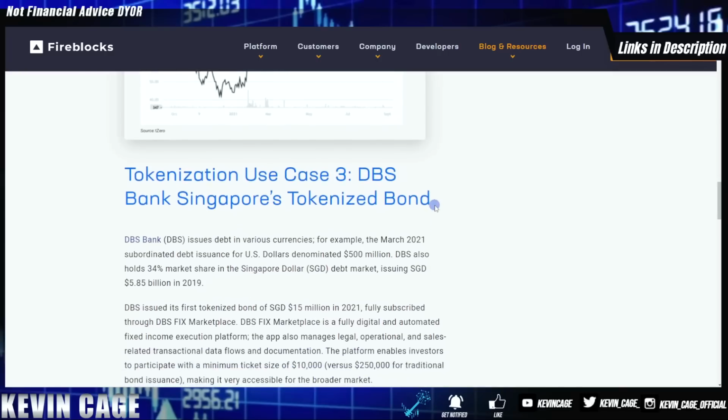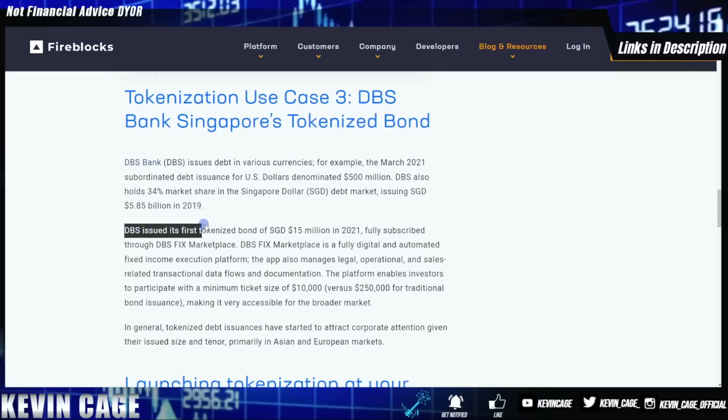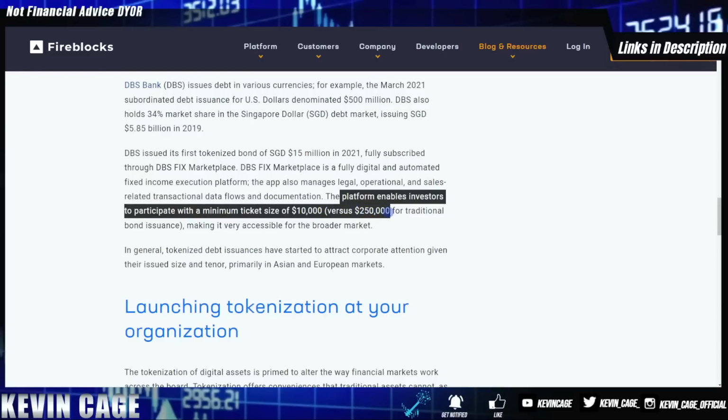In example 3 right here, we have DBS Bank in Singapore. And DBS is actually on Hedera's governing council, and they're one of the largest banks in Singapore when you consider assets under management. So DBS actually issued its first tokenized bond via the Singapore dollar, $15 million back in 2021. This platform enables investors to participate with a minimum ticket size of $10,000 versus having $250,000 for traditional bond issuance, making it a lot more accessible for everybody for a broader market, leveling the playing field.